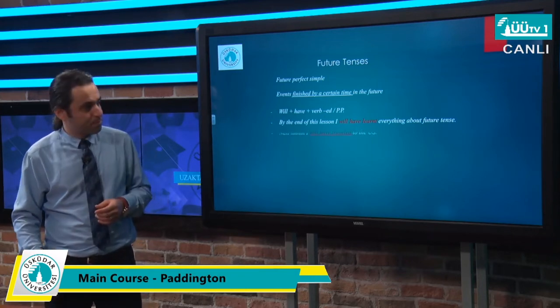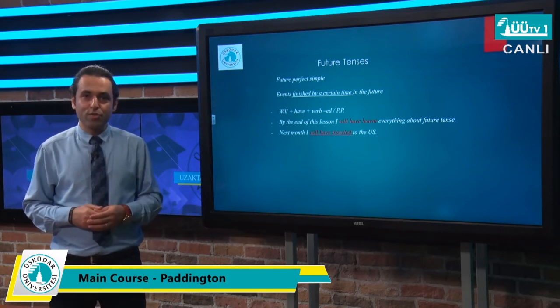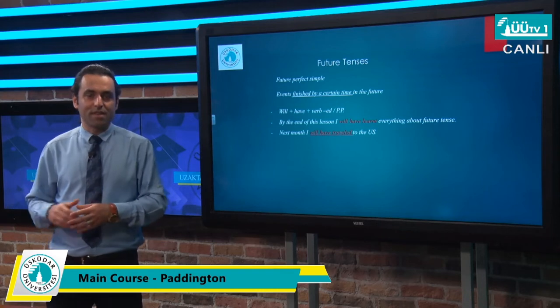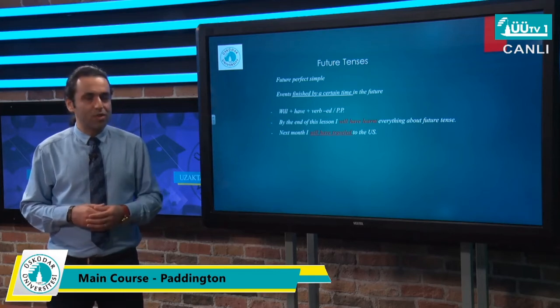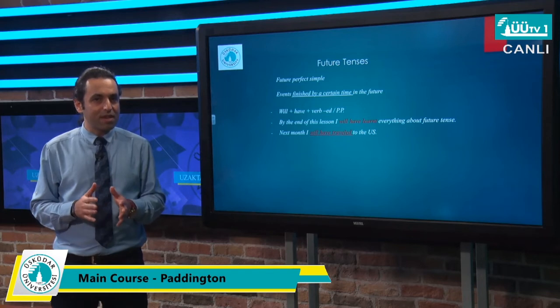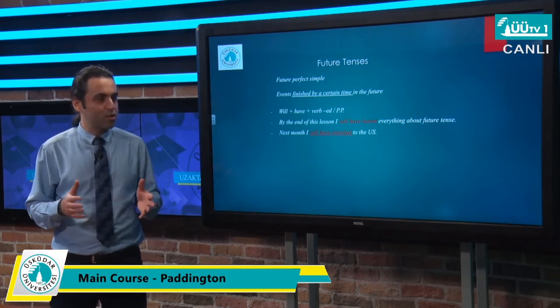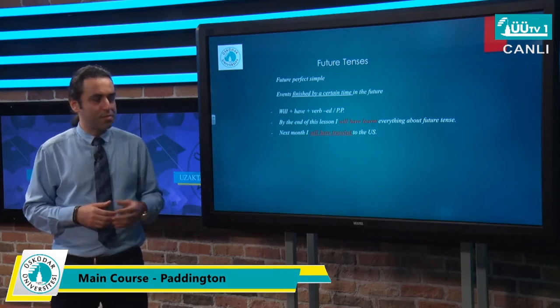Another example. Next month, I will have traveled to the US. You have canceled everything here, you have booked a flight, you have booked a hotel, and definitely next month you will travel to the US. So, because it is following a very concise plan, you are so sure about it. And to make me sure as a listener, you use future perfect.